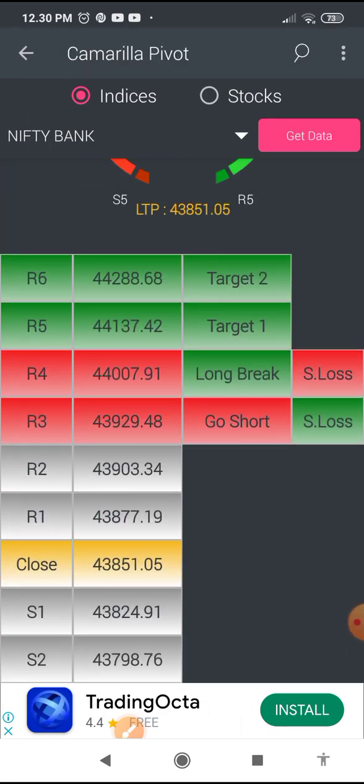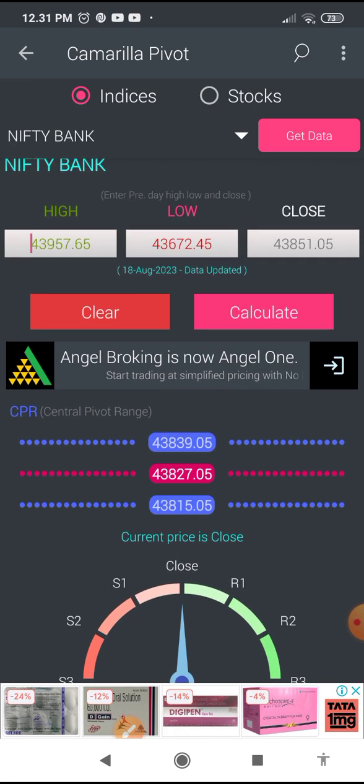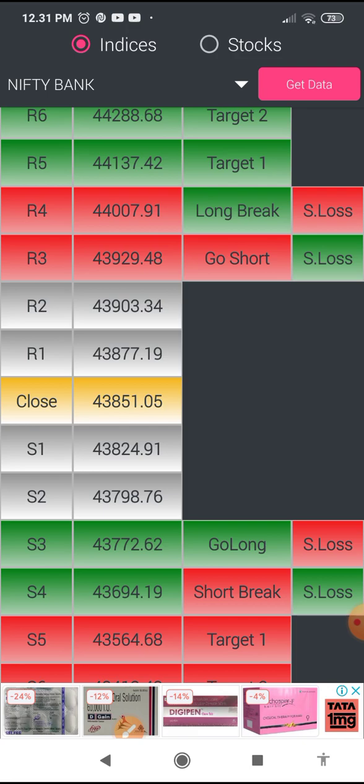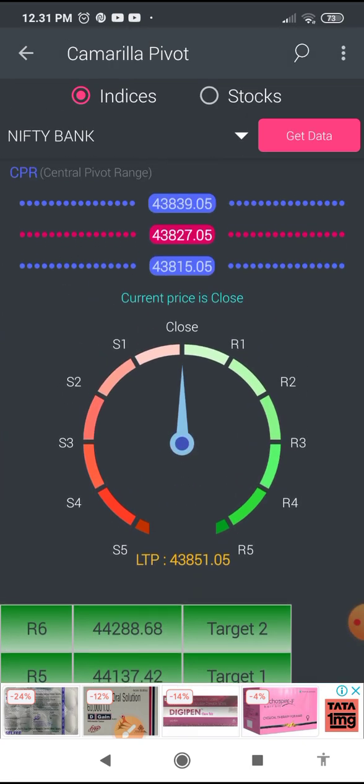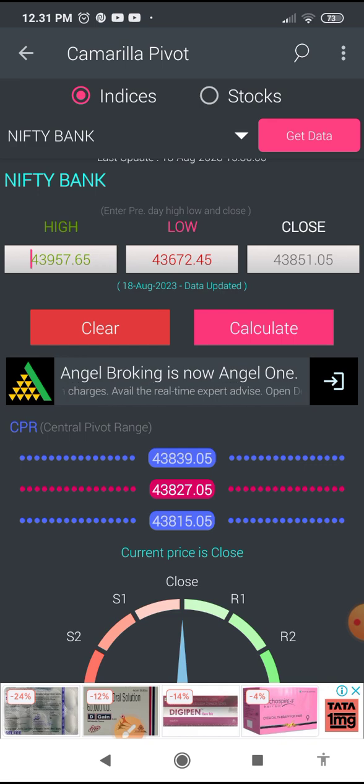Okay, so the Camarilla levels and all these levels, you can get for the next working day, and preferably you have to get these levels in the evening after trading hours for the next day. If you want the Camarilla levels, use this app after closing, preferably late in the evening around 9 p.m. or 10 p.m., or in the early morning of the trading day. That is when you want to trade, on that morning you can get these Camarilla levels.